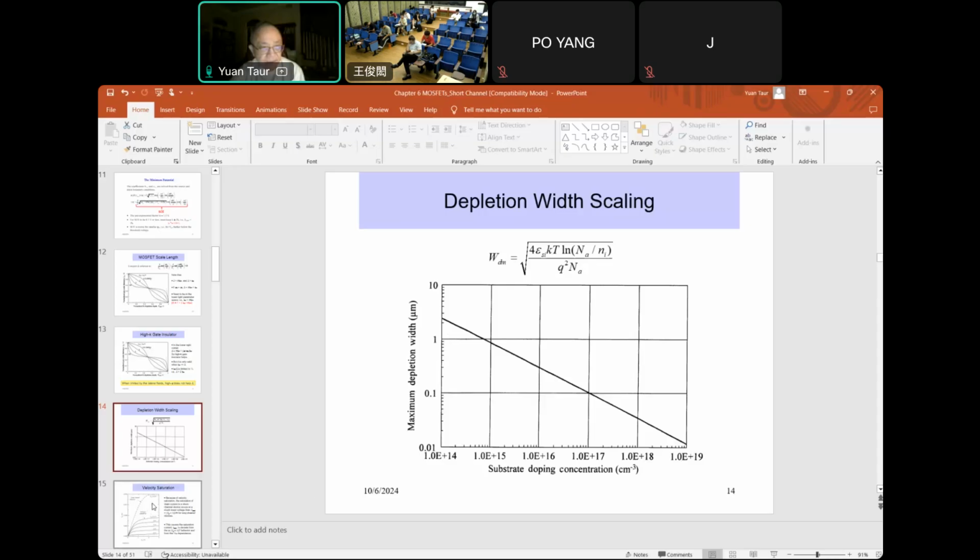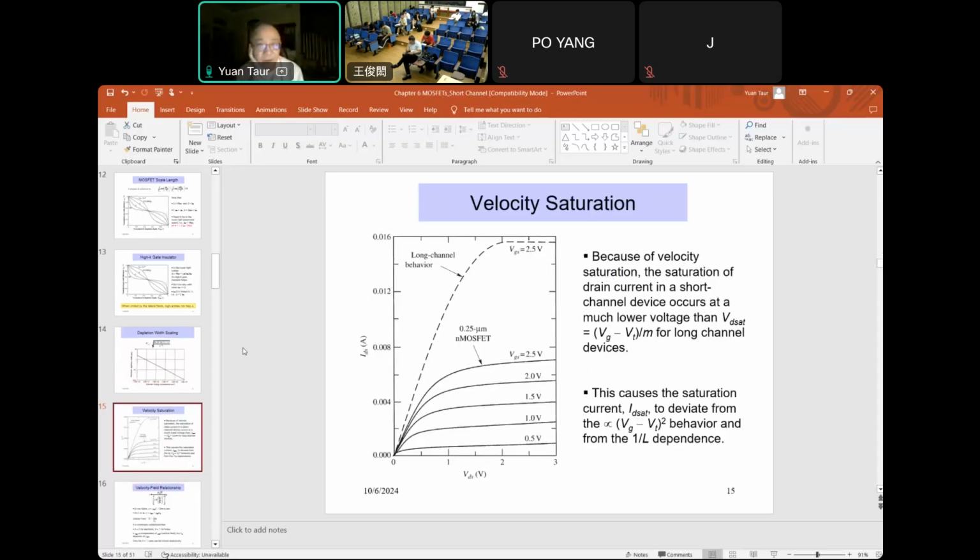The other effect is called velocity saturation, as shown here. Chapter 5 says for the long channel, the VD set is Vg minus Vt over n. But for short channel, it's much less, if you try to scale that. That's because the velocity for short channel device has reached the saturation value.